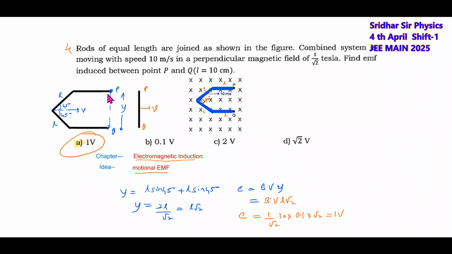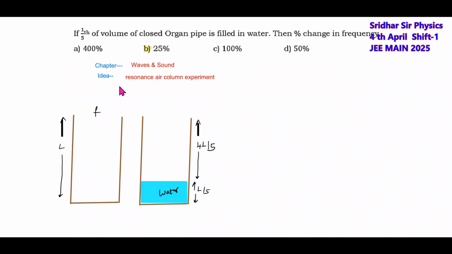You have to take the effective length, even if the rod is of any shape. Effective length will be only L or say Y. So the EMF induced in all these 3 rods will be BVY. We should bother only about effective length. I'll move to the next question.